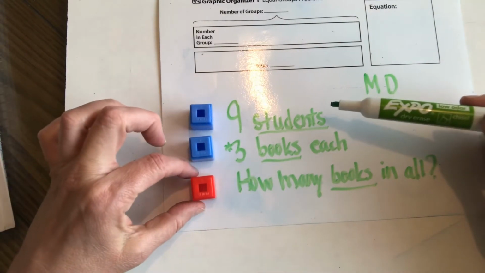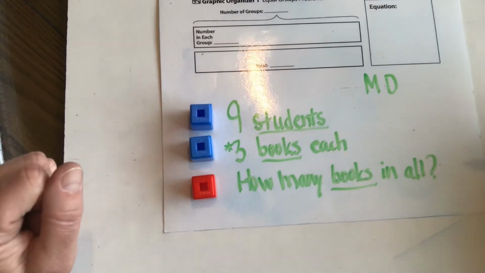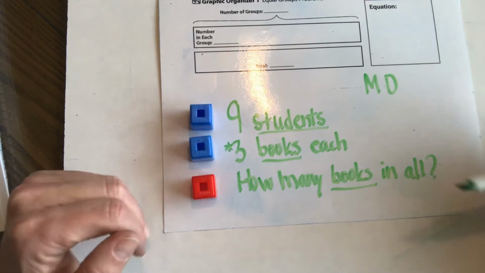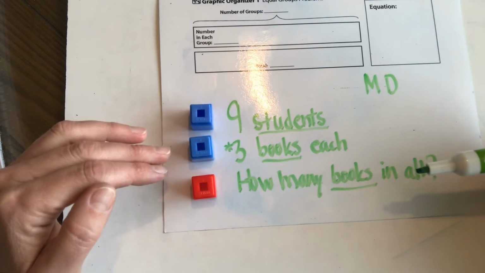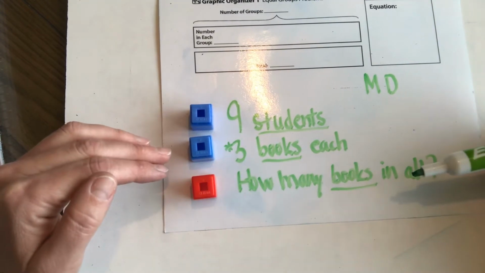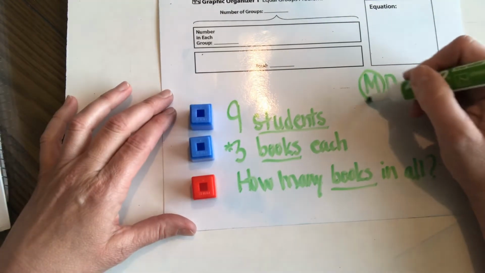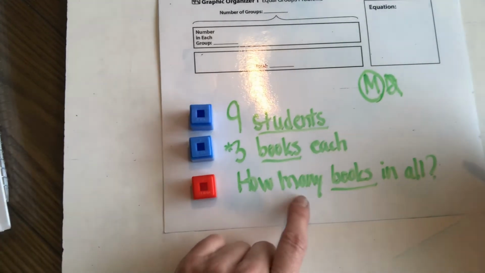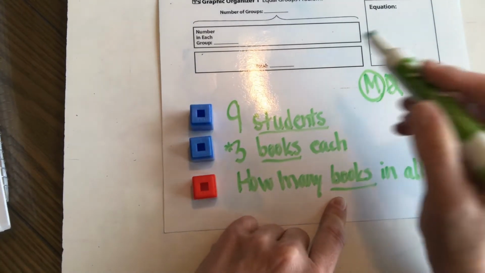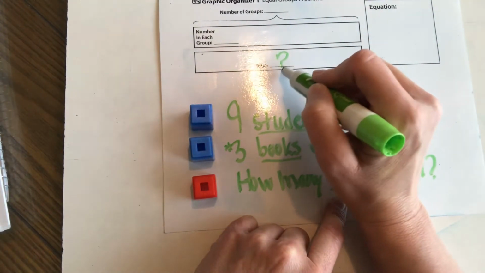If there are 9 students and they each checked out 3 books, will there be more than 3 books in all or less? You are right if you said more. And more means multiply. And when I multiply, I'm looking for the total.